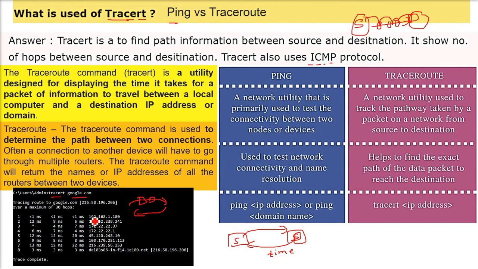The trace route is to track the pathway taken by a packet on a network from source to destination. Ping is used to test network connectivity and the name resolution also. Trace route helps us to find the exact path of the data packet to reach the destination, the number of hops, the number of routers. This is what trace route does. Both can be used: just type the IP address or just type the domain name. This you can do in trace route also. You have seen this. The technology has got advanced. So just write ping with the domain name or just the IP address.